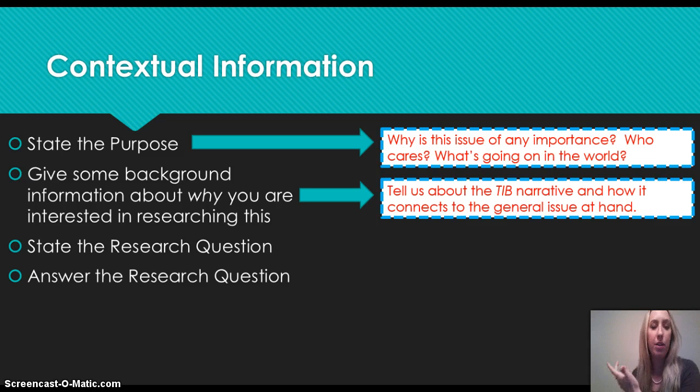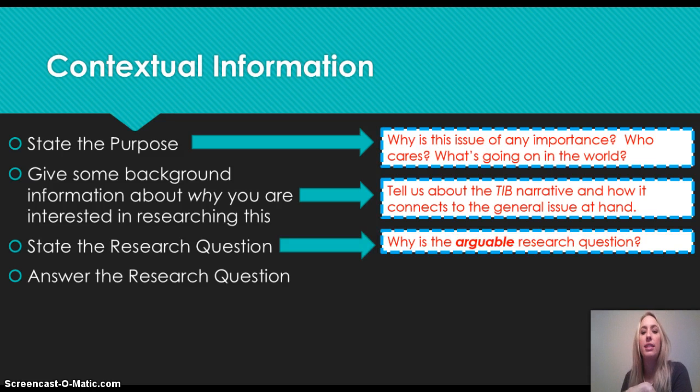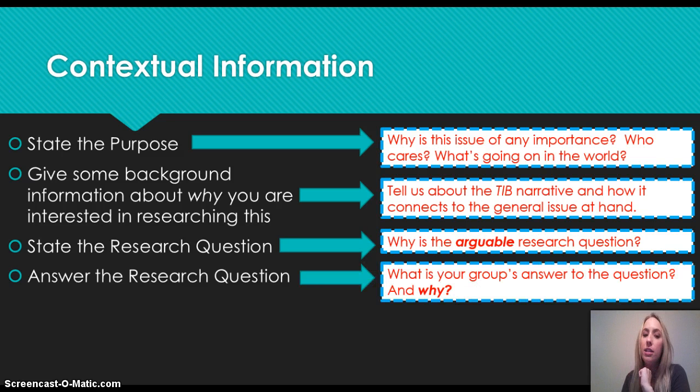Then you're going to want to state your research question, and remember that this needs to be arguable. Someone needs to disagree with you. And then you're going to want to answer the research question. So what is your group's consensus at this point? It might change as we go, but hopefully not. And why do you believe this? So yes, we believe there should be capital punishment for X, Y, and Z reasons. Okay?